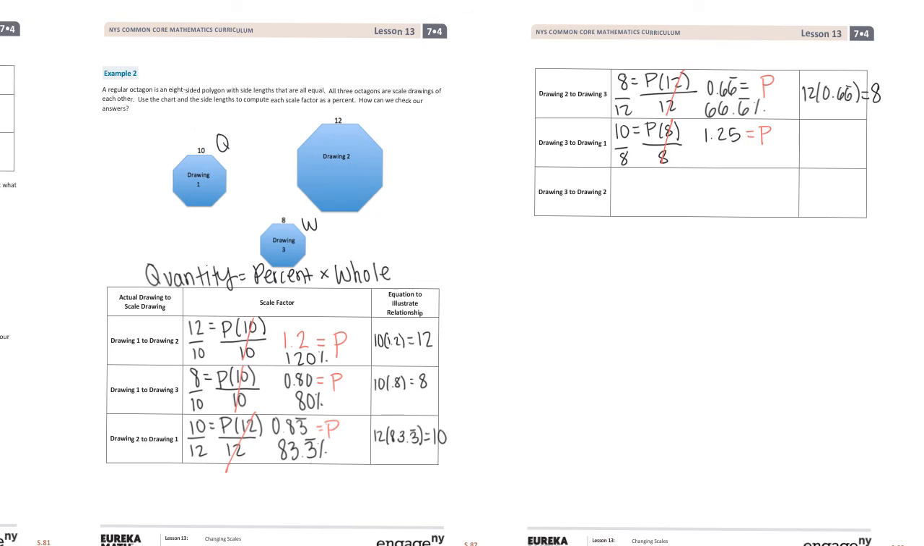And when we make that a percent, it's going to be 125%. The equation to illustrate this relationship is going to be 8 times 1.25 equals 10.